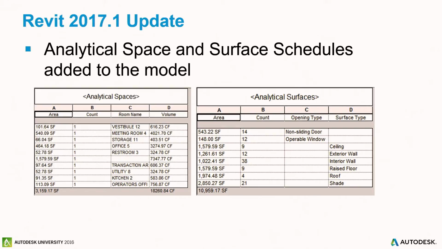You have a breakdown of the analytical surfaces. And what's really cool about this that I like is that this is giving you the area of all of those surfaces that are defined to be a non-sliding door, an operable window, an exterior wall, an interior wall. It's actually breaking that information down for you, so you know that by changing those overall areas, it's going to change what my energy model does.